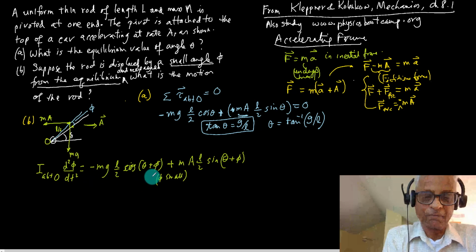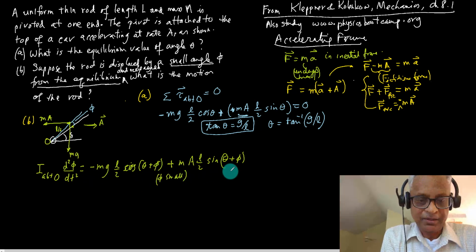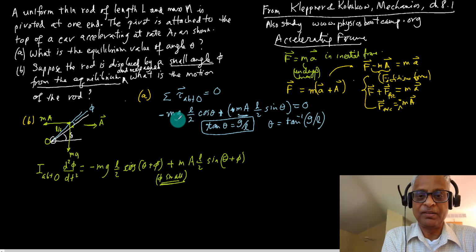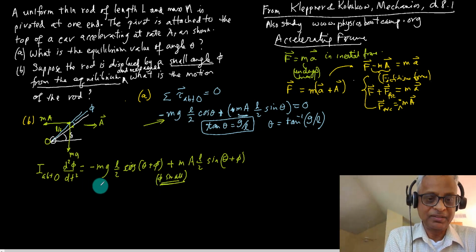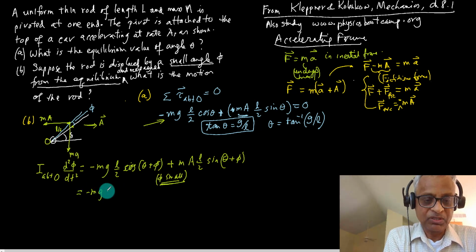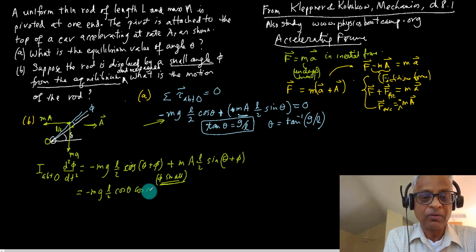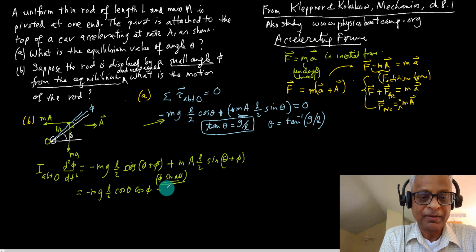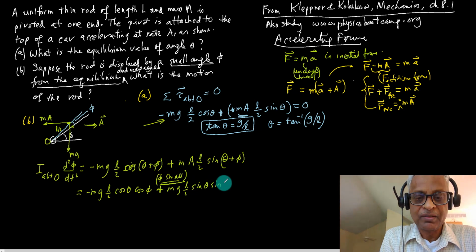So we have a small angle, and we have a relationship over here for theta. So let's expand this. You expand this: mg L over 2 cosine theta cosine phi, and this is a plus angle, so we get a minus, kills the minus, becomes a plus: mg L over 2 sine theta sine phi.